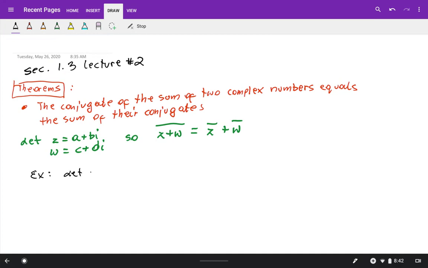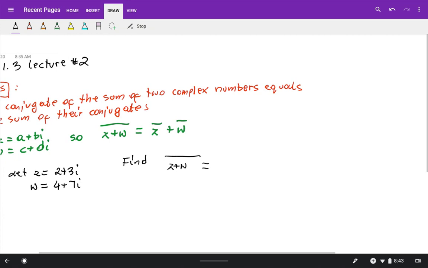Let z equal 2 plus 3i. So this is one complex number, and w equals 4 plus 7i. Okay, so this is what I want you to do. Find the conjugate of the sum z plus w. So using the formula, we know that this is the same as the conjugate of z plus the conjugate of w.